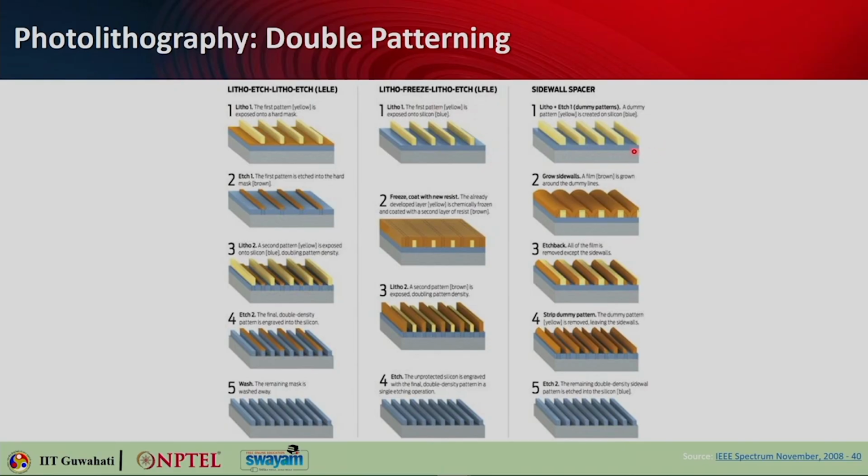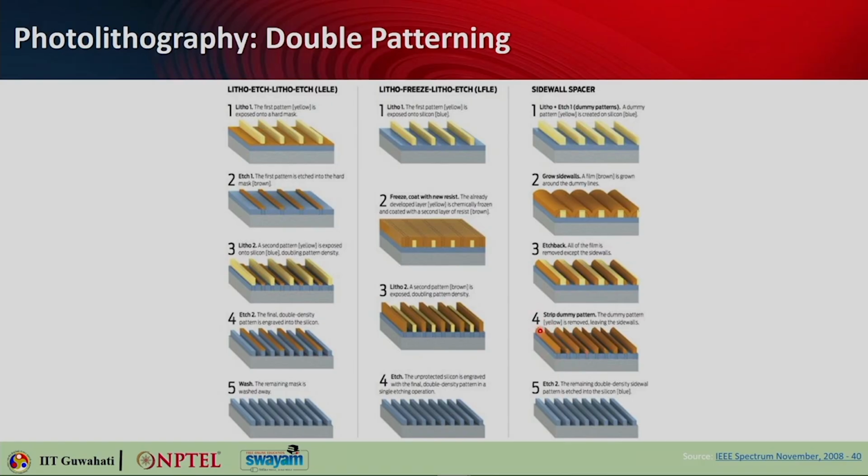There is also another method called sidewall spacer. Here, in the first step you do litho plus etch of the dummy patterns. A dummy pattern shown in yellow is created on this blue silicon layer, and then you grow sidewalls. A film that is shown in brown is grown around the dummy lines that you see here, and then you do the etch back. All the films are removed except the sidewalls. So, the sidewalls are remaining like this.